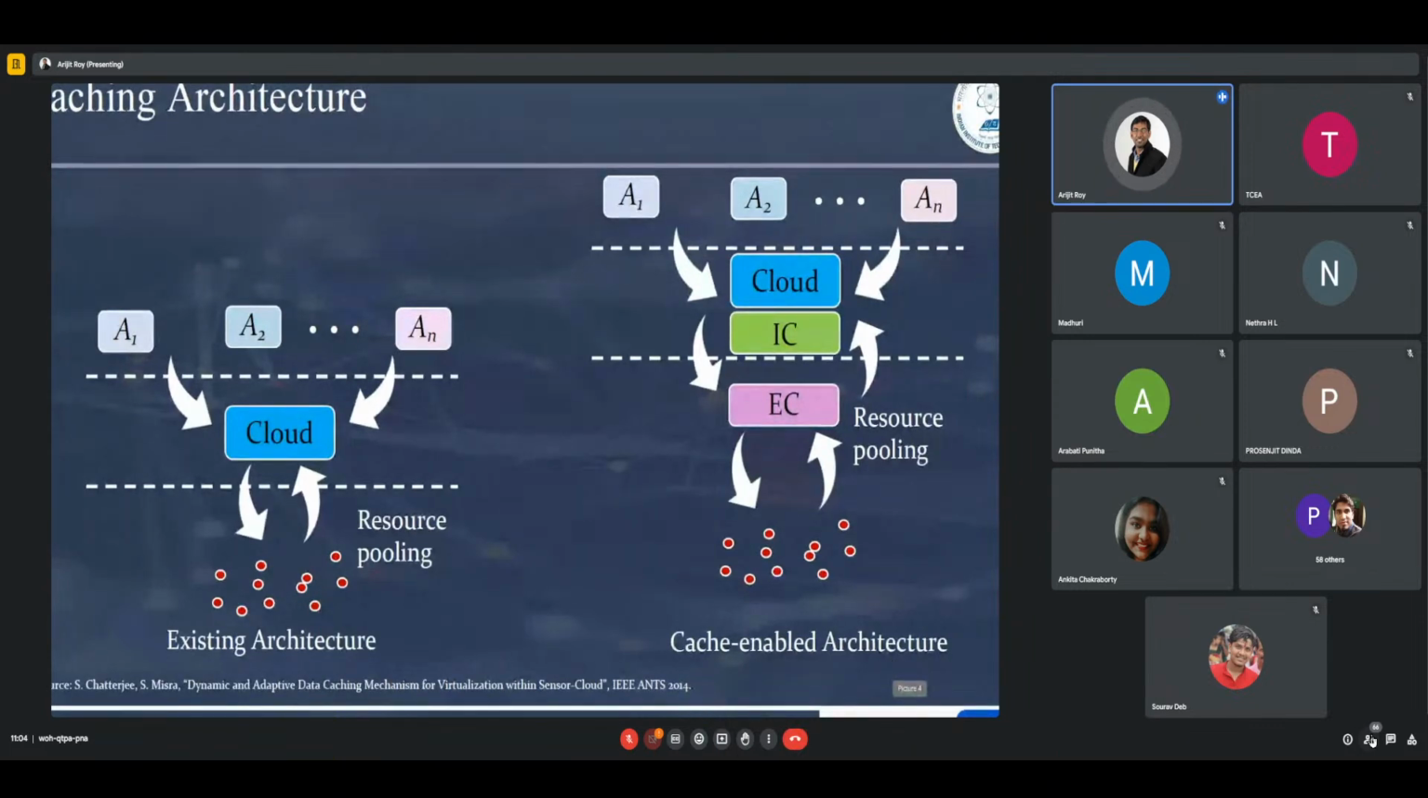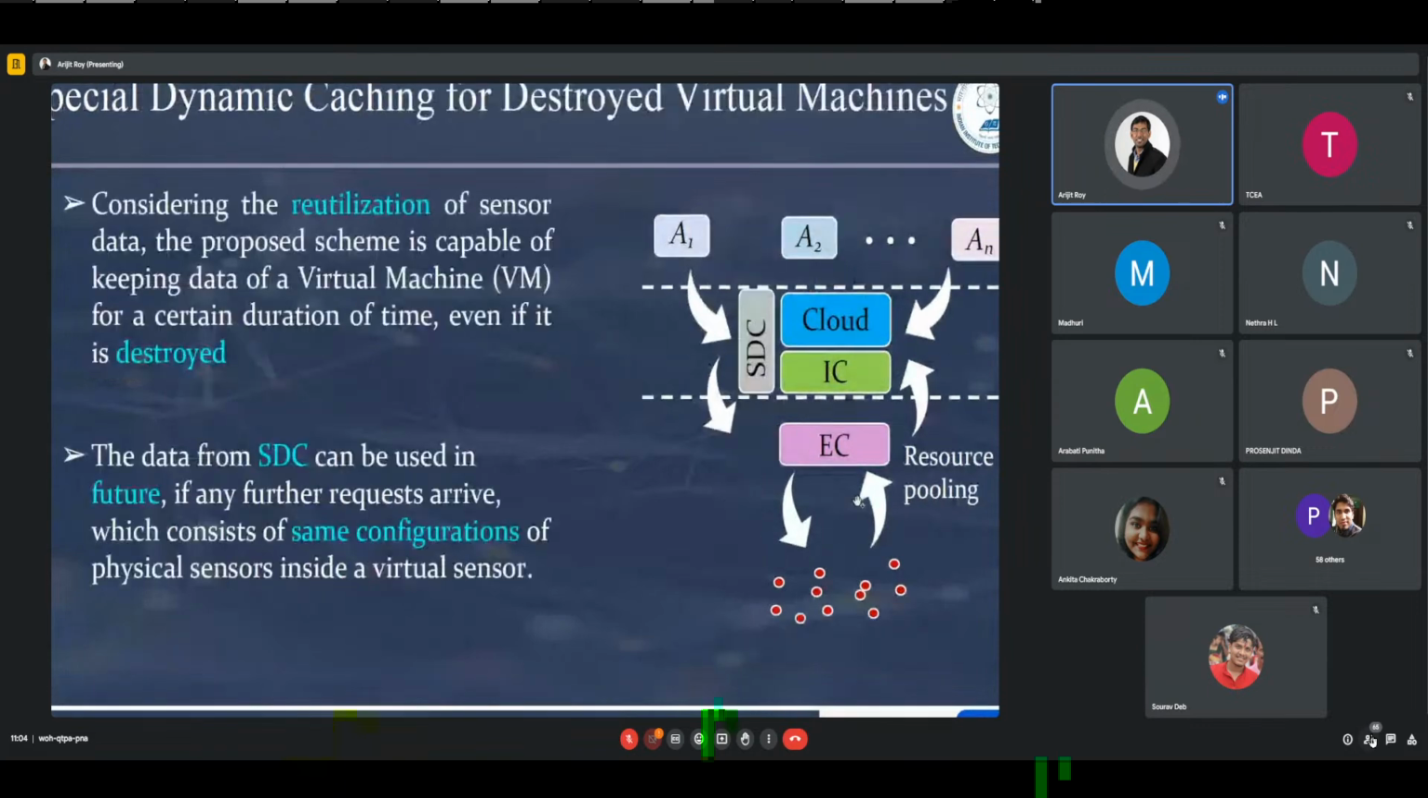After that, there is a cache enabled architecture where an internal cache and external cache were introduced for sensor cloud, considering the reutilization of the sensor data. And whenever the virtual machine is destroyed, the data with the virtual machine is becoming scrap, right? But at a later instant of time, you may need to have the same data again. For that, you can use this caching mechanism.